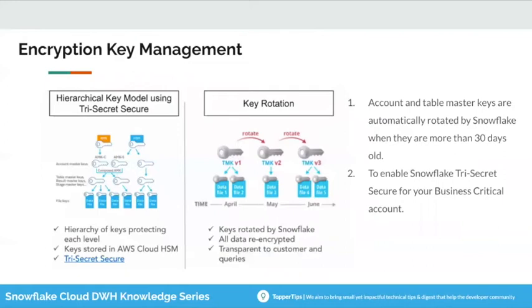Encryption key management. I just want to show you these pictures. You don't need to go too much in detail. Account and table master keys are automatically rotated by Snowflake when they are more than 30 days old. If you are on a higher edition like Enterprise and above, you can opt for key rotation. And this is how it looks like. You have Tri-Secret Secure for your Business Critical account, and you can have key rotation for Enterprise edition and above. You don't need to remember everything, just remember these two points: about 30 days, and Tri-Secret Secure for your Business Critical account.